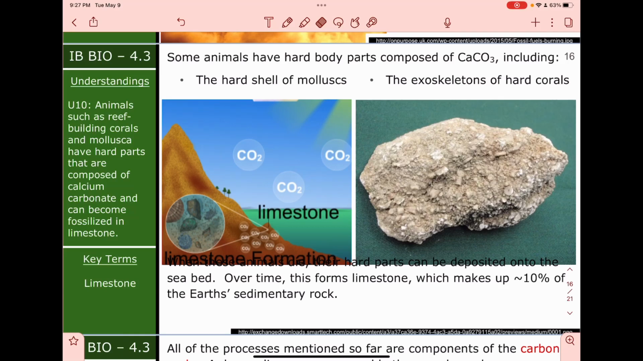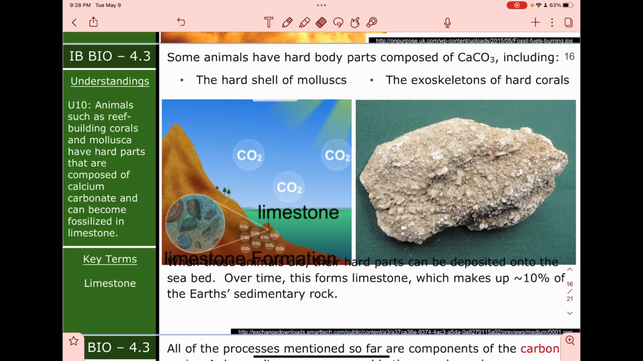Okay, guys, we are now at 4.3, the final one, and this is understanding number 10. And we're talking about animals such as reef-building corals and mollusks. Those are your oysters, your clams, your animals that have hard shells. They have hard parts that are composed of calcium carbonate.